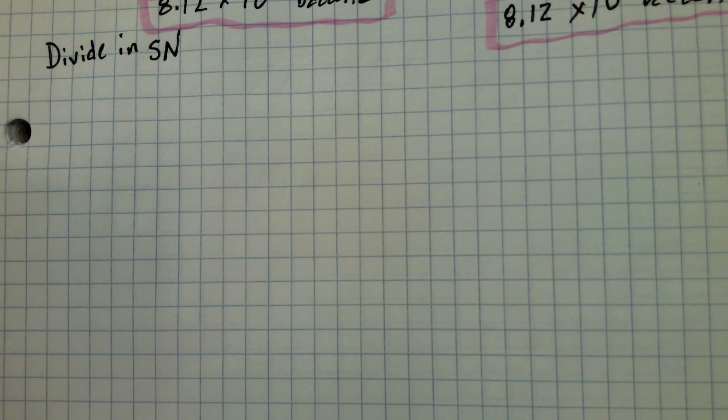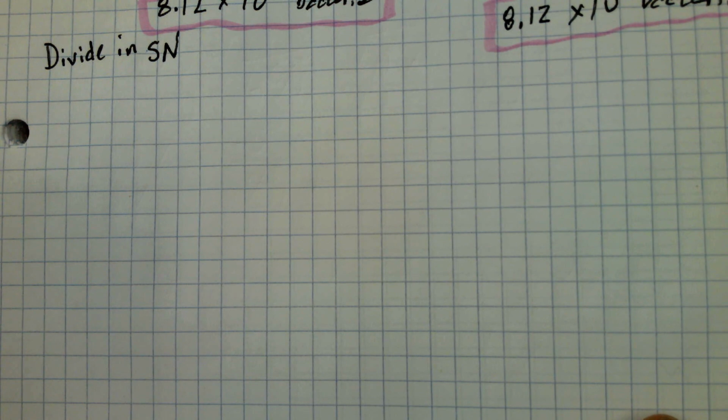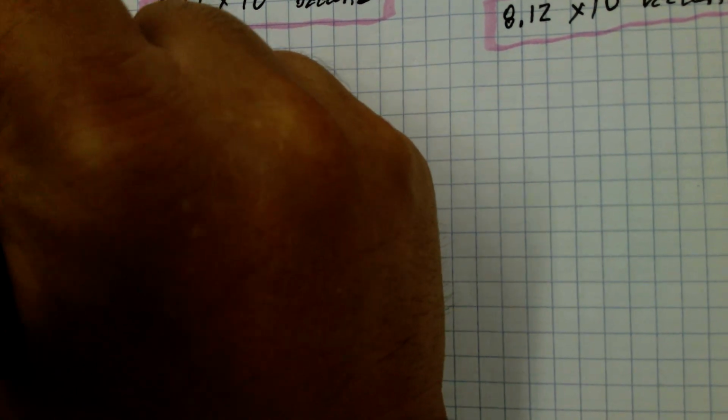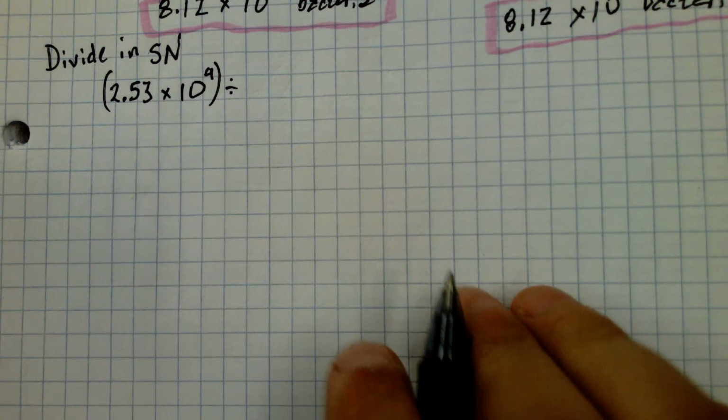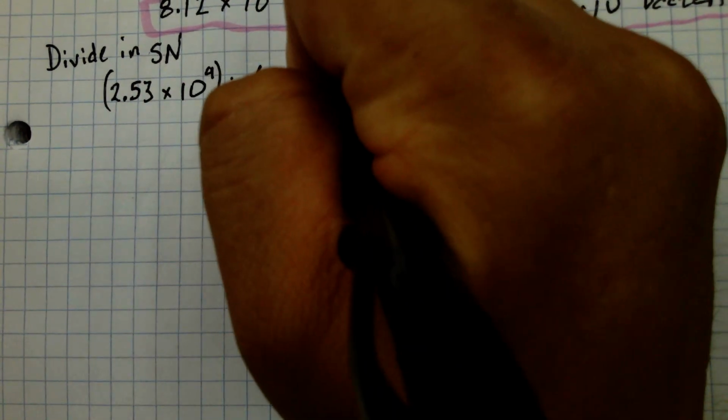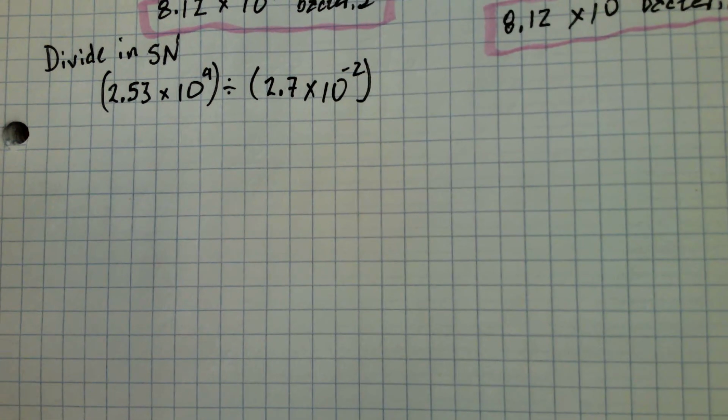All right. So let's do the following. Let's take the number 2.53 times 10 to the ninth, and we're going to divide it by 2.7 times 10 to the negative 2. Okay? So let's do that.